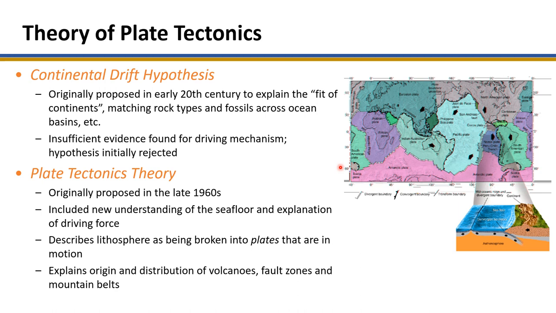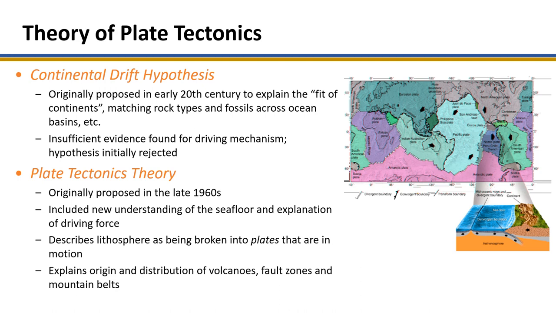We're going to go over convection later on. Convection currents are formed when hot material rises and cooler material sinks. As the mantle's material moves, it drags the plates along with it. Plate tectonics explains the origins and distributions of volcanoes, fault zones, and also mountain belts.